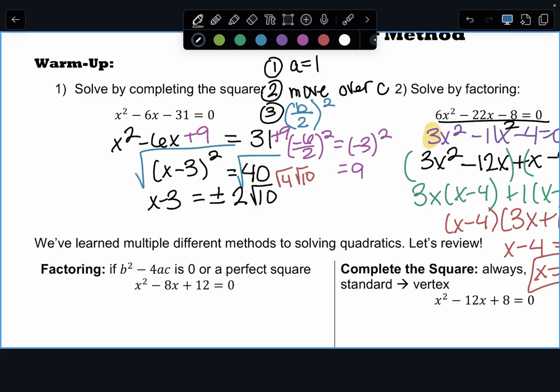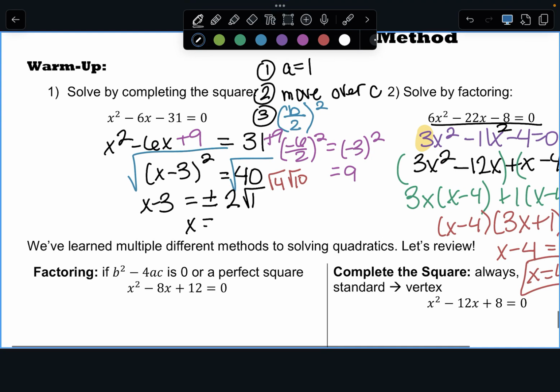Last step, I'm just going to add that 3 over. Where should it go? In front of the plus or minus. Perfect. So 3 plus or minus 2 root 10. If this root 10 was not here, I would actually do 3 plus 2 and 3 minus 2 and get 2 numbers. But since there's a root there, I'm stuck. And that's my final answer.